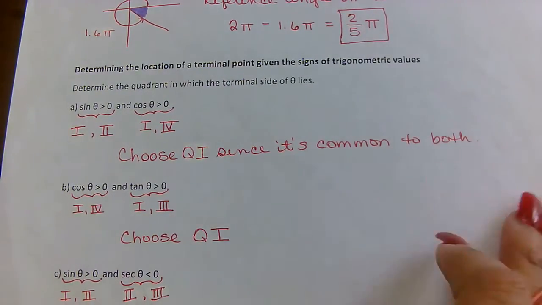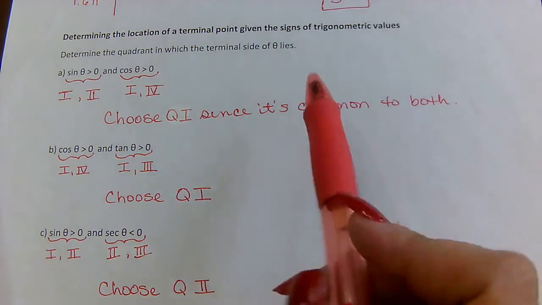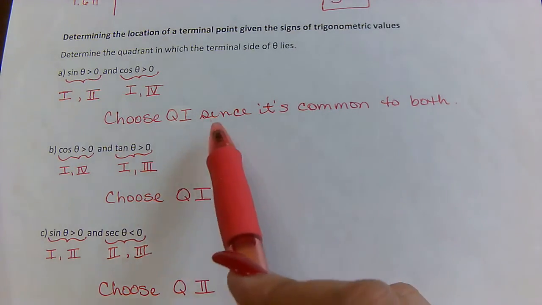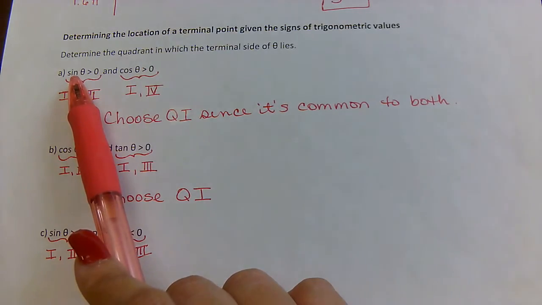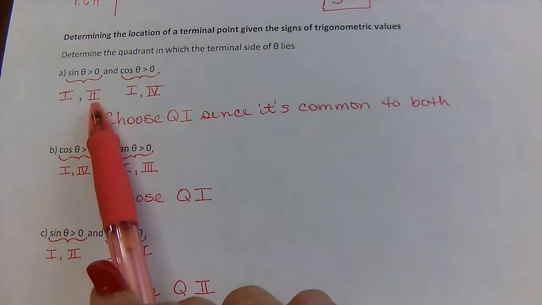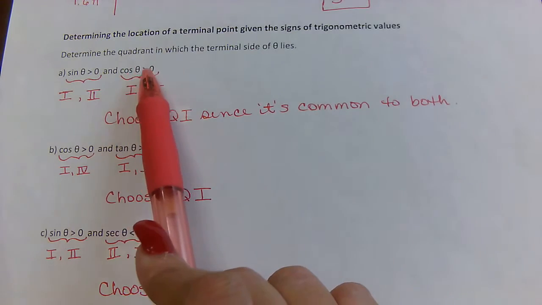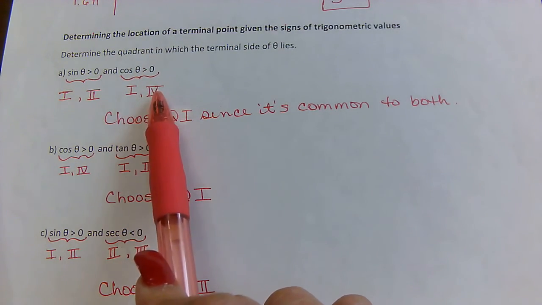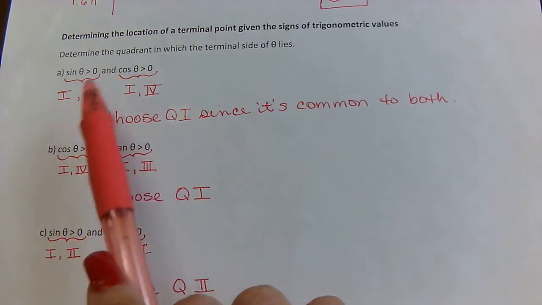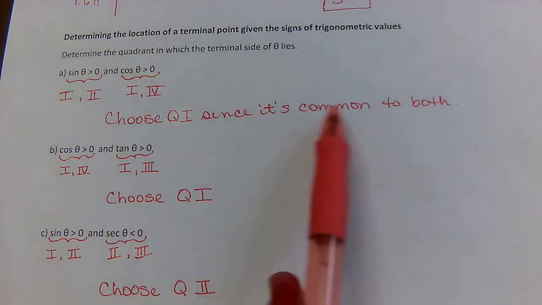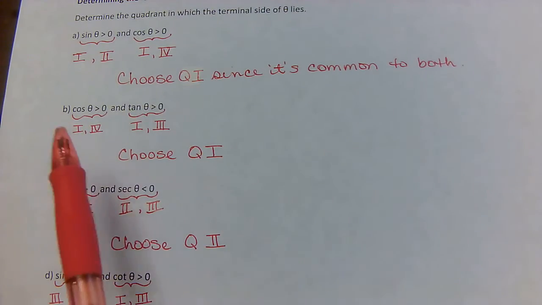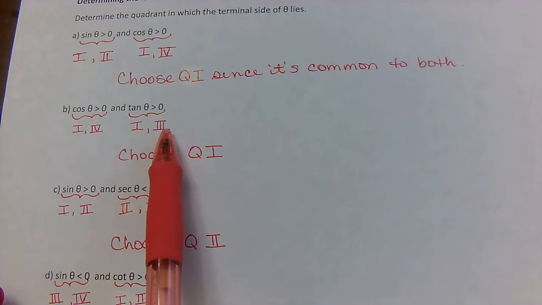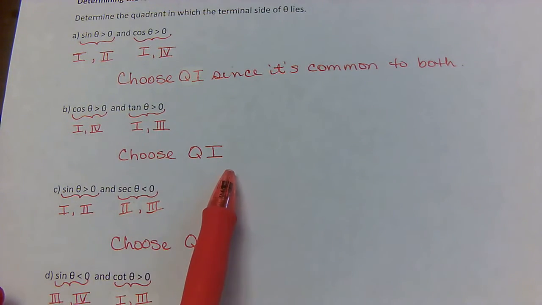Okay, these are really, I think, actually kind of fun, and they will help you become knowledgeable in which quadrant you should choose. Sine is positive in quadrants 1 and 2, because that's y, and cosine is positive in quadrant 1, everything's positive in quadrant 1, and in quadrant 4. Which one do they have in common? Well, quadrant 1. Okay. Cosine positive, 1 and 4. Tangent is positive in 1 and 3. So what's in common? Quadrant 1.